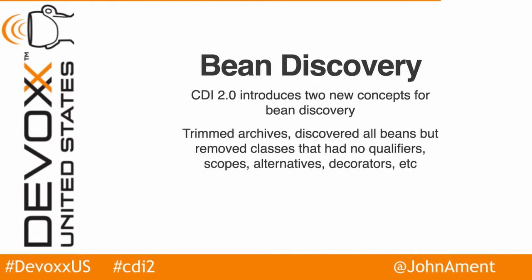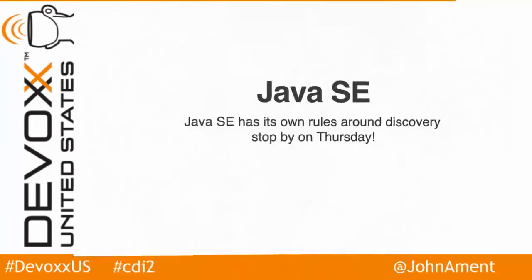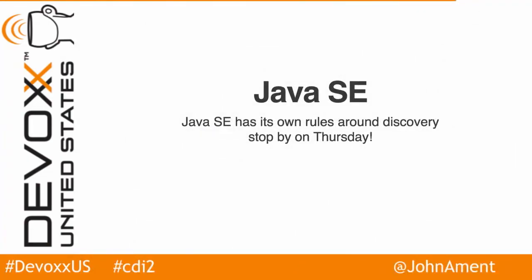So it made it a little bit bigger than annotated because we found annotated was too restrictive, but we also couldn't change the definition of annotated because of Java EE rules. And then Java SE with its own behavior and requirements. I'll be talking about that on Thursday.